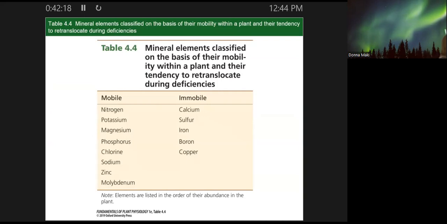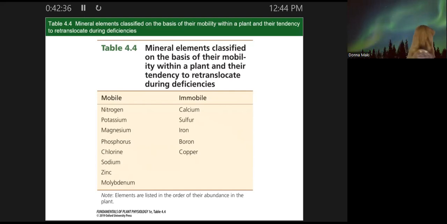Here, I would like you to know this table, and the way I would suggest studying it is if you memorize what is immobile, then all the rest is mobile. All right, and that can vary depending on the expert who's saying this. So I've seen tables that vary. In fact, I might have some in here.